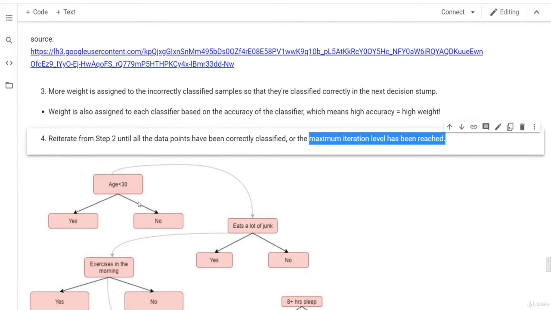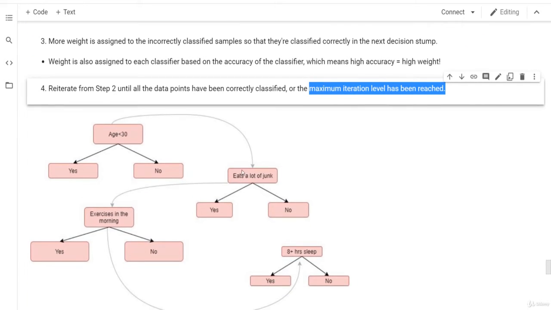So we have here, first we classify based on the age, then we classify based on eats a lot of junk or not, and then exercises in the morning or not.